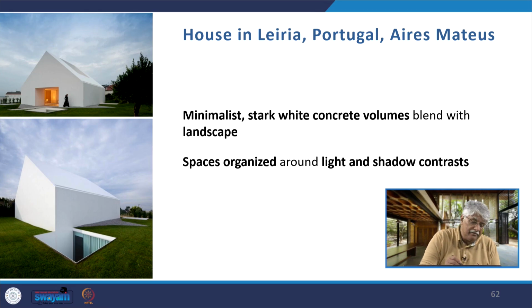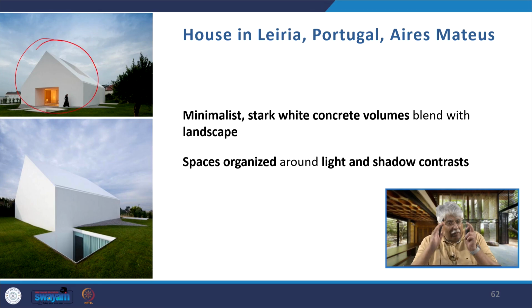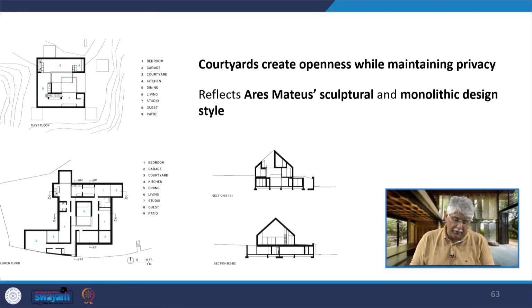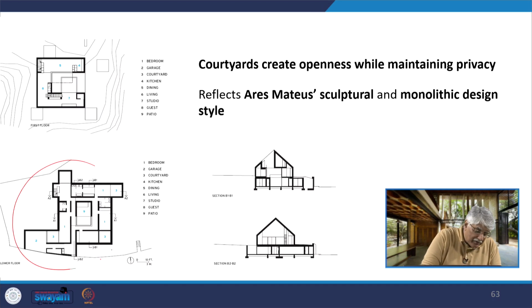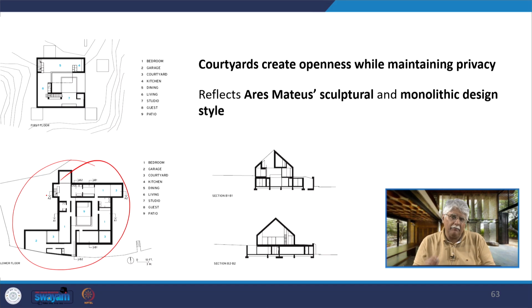Please understand that this white planar geometry idea, or pure white block idea, comes from modernism, where there was white planar geometry. This is a radical form of the same idea. And thus these courtyards are created because the main living space is underground in the basement, and there are these courtyards at different places which bring light into the lower floors and create openness while maintaining the privacy of the house. It reflects Aires Mateus's sculptural and monolithic design style.